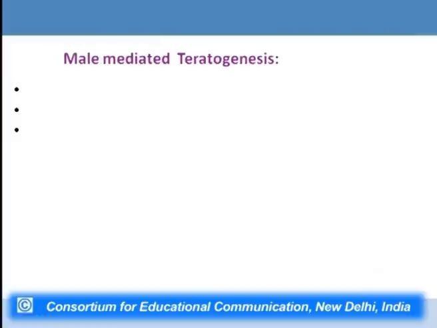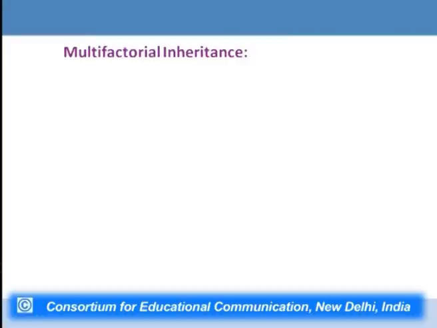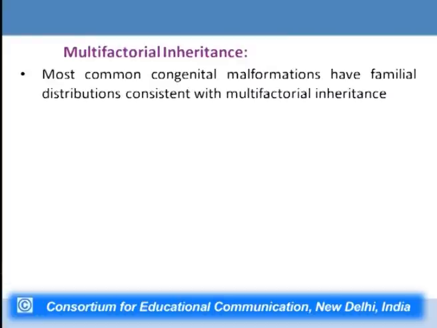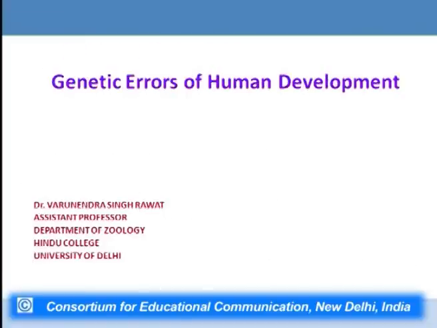of the organ system. Now, the male can also lead to teratogenesis if the male is exposed to chemicals and radiation, and the sperm which fertilizes the oocyte has a chromosomal defect, then it will also lead to problems in the embryo. Now, most common congenital malformations have multiple factors, and development of the malformation is dependent on a sum total of all the effects of these factors.